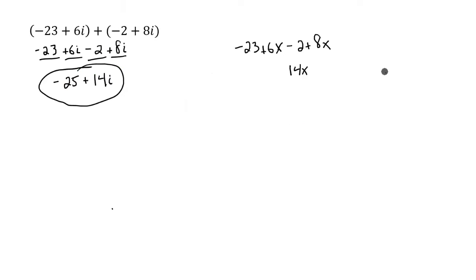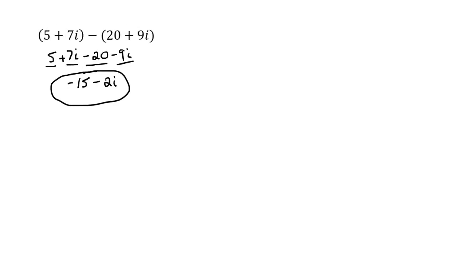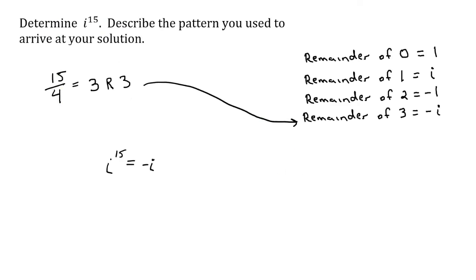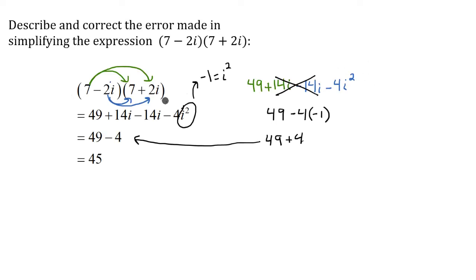We had the addition of a couple complex numbers. Then we did subtraction of complex numbers. On the multiplication, same thing with complex numbers. And then we simplified i to a large exponent. And lastly, we determined the error that was happening in this problem.